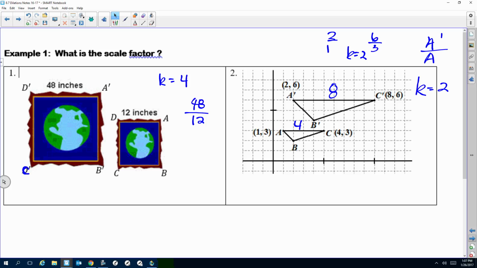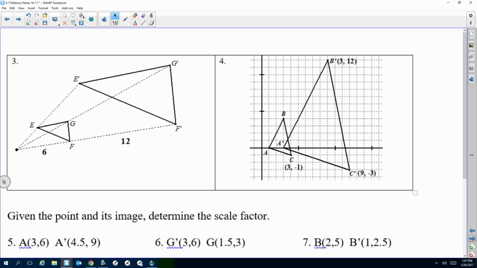All right, the ones that you're going to need to be familiar with, circle 3 and 4, those are more test-like. 3, 4, 6, and 7. So picture will be given or coordinates will be given. So let's see if we can determine the scale factor for 3. I'll give you a try.